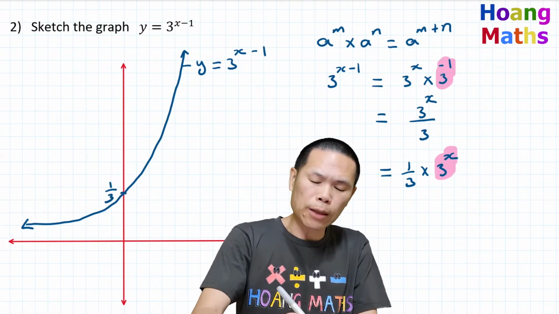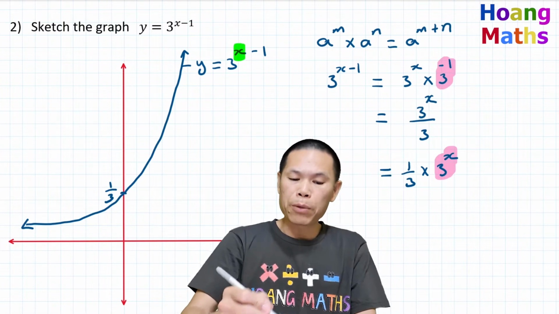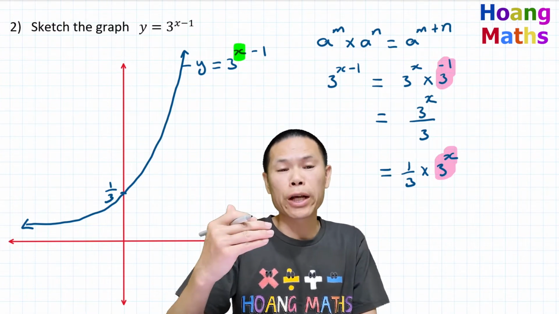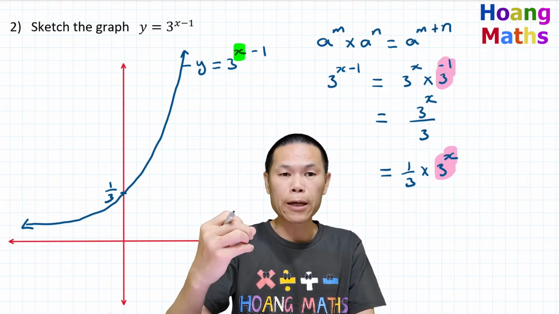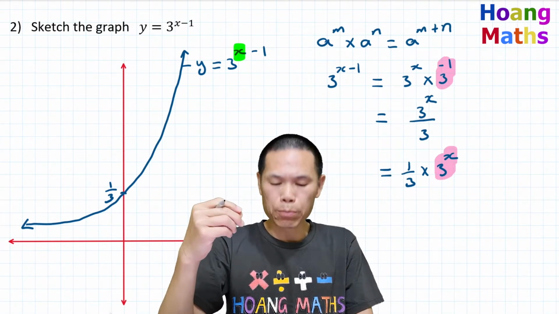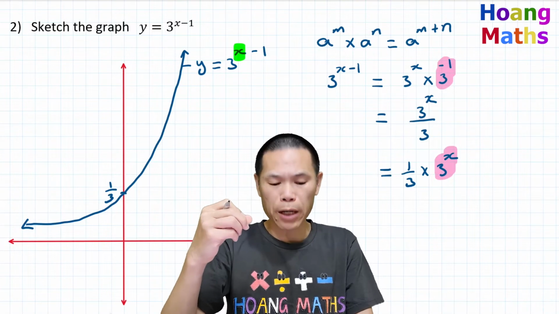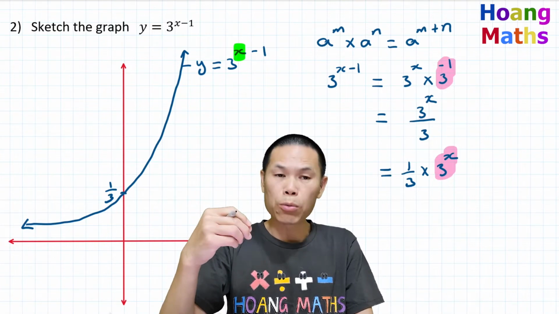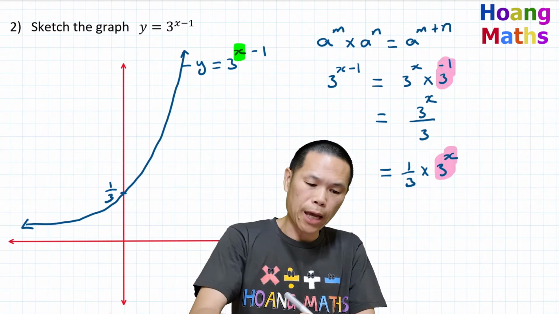Otherwise, you can also substitute 0 in here and it becomes 3 to the power of minus 1, and put that on the calculator and you should get a third. Okay, so that is 1/3 for the y-intercept. And because I didn't put any number on the Cartesian plane, I need to locate a couple of points on the graph. Just remember that.